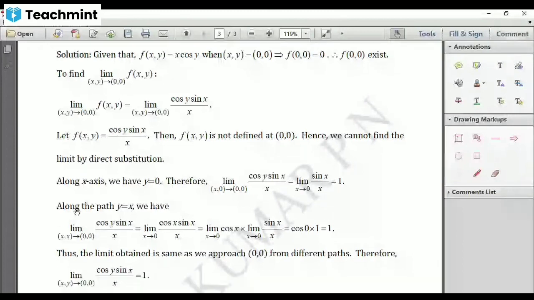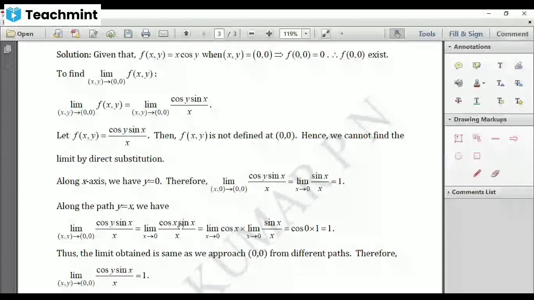Next, along the path y equal to x, what will you get? The limit as (x,x) goes to (0,0) of cos y into sin x by x. But your y is x, so you'll get cos x into sin x by x. But as x goes to 0, what happens to this? We do one thing. We split this into two limits. We can write the limit as x tends to 0 of cos x into the limit as x tends to 0 of sin x by x. Now we know the limit of this is 1. As x goes to 0, cos 0 is 1. So 1 into 1 gives you 1.